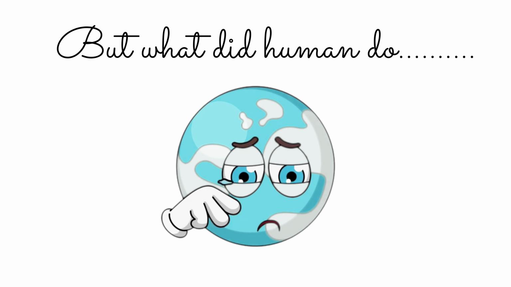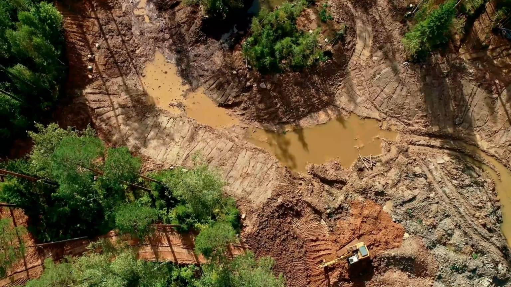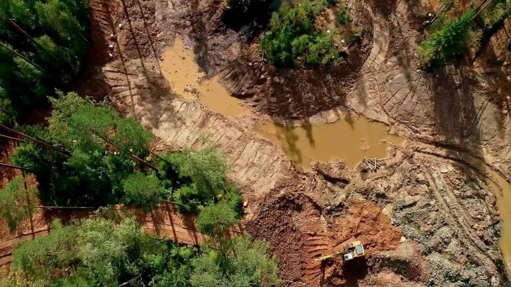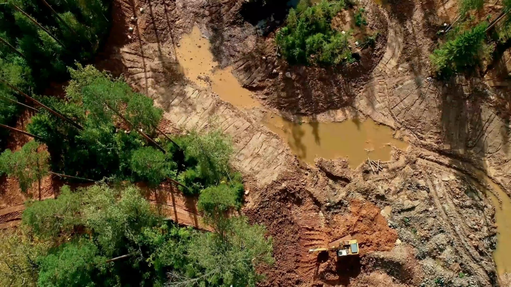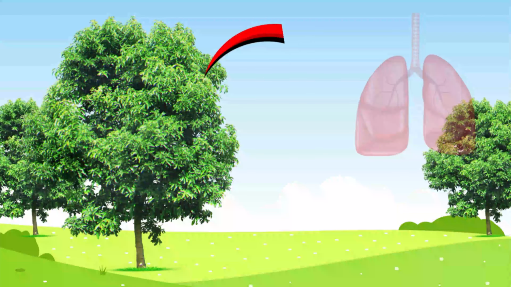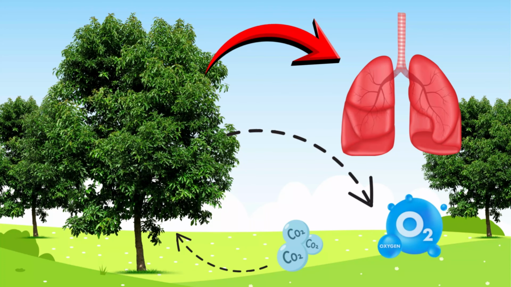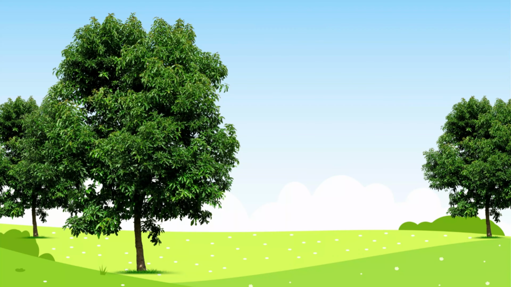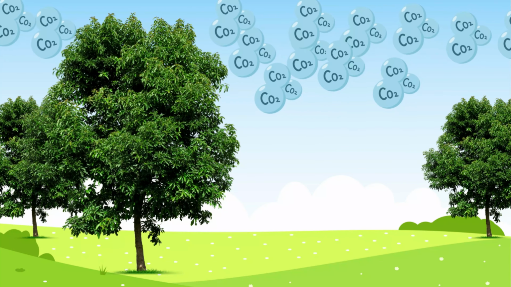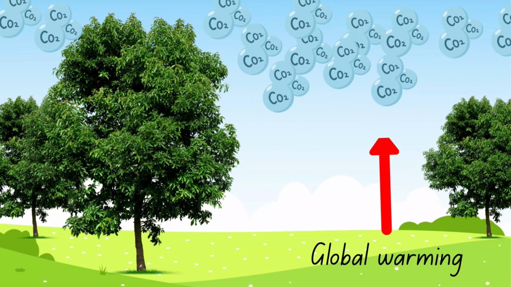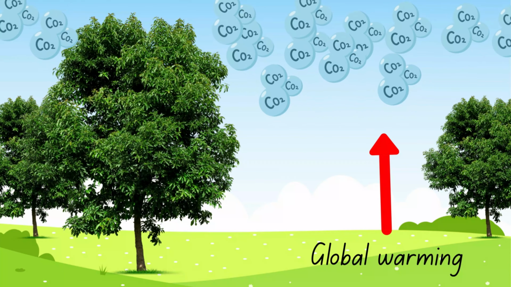But what did humans do? They cut down forests in order to build houses, factories, and for agriculture. Trees are like the lungs of our Earth. They absorb carbon dioxide and release oxygen. With fewer trees to absorb CO2, more of it stays in the atmosphere, increasing global warming and disturbing local weather patterns.